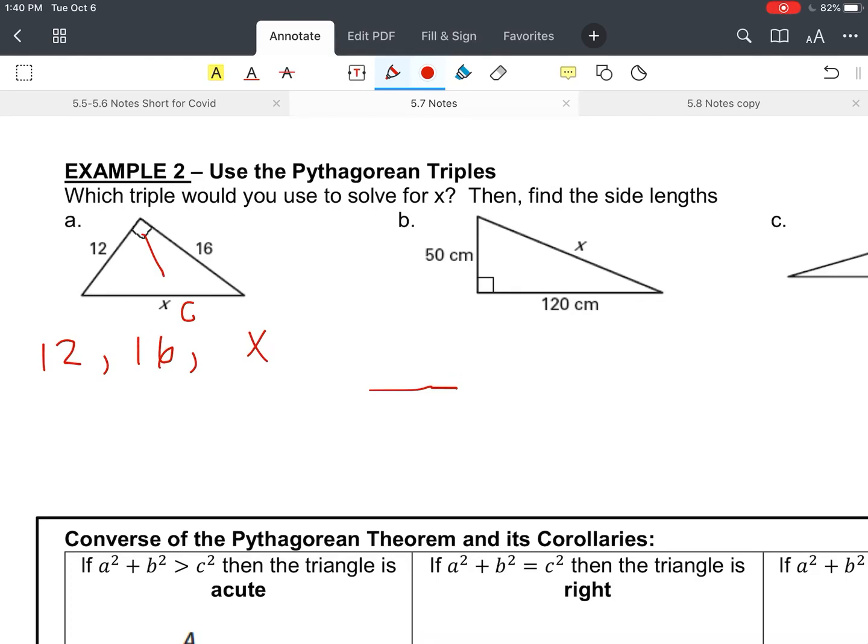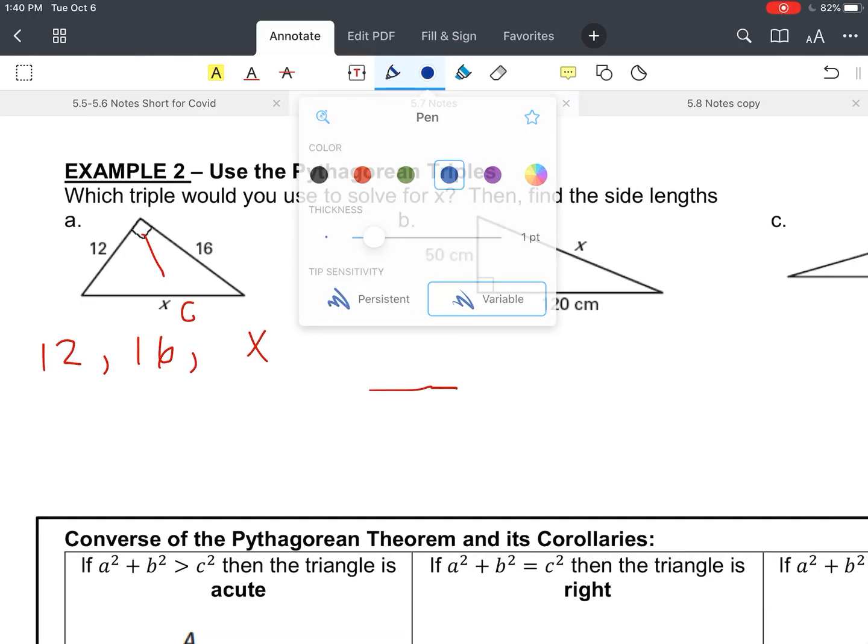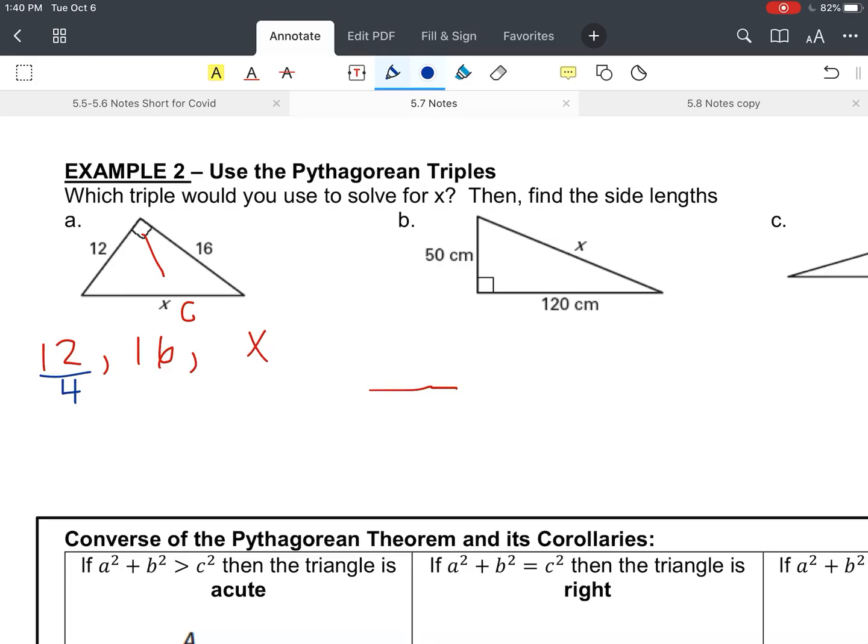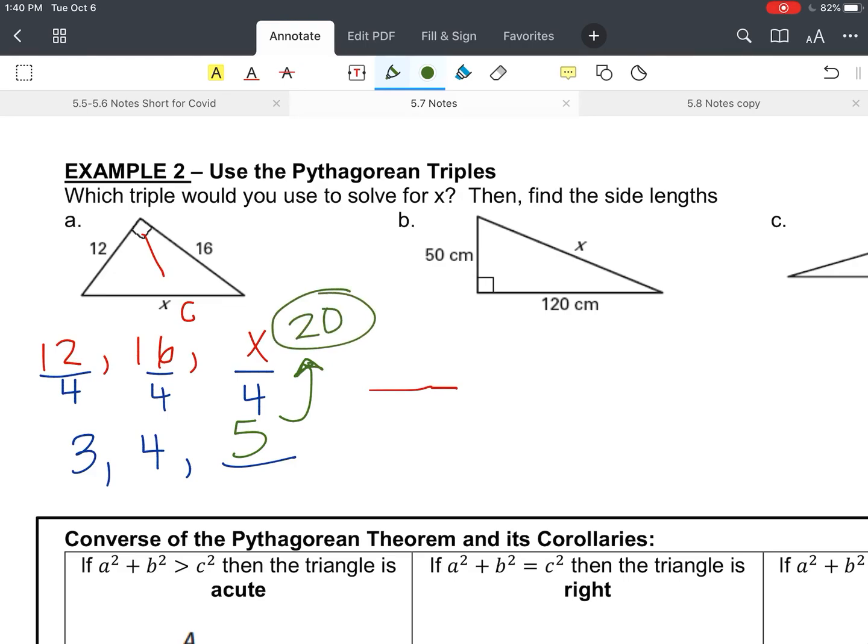If you look at your chart, 12 and 16 are not up there. However, I can divide out a factor that 12 and 16 both have in common. Well, in this case, 4 goes into both 12 and 16. So if I divide all by 4, 12 divided by 4 is 3, and 16 divided by 4 is 4. So now you can look at your chart. 3, 4, to finish my triple off, it's going to be 5. I divided by 4 to get to 5, so I multiply by 4, and I get that my hypotenuse is 20.